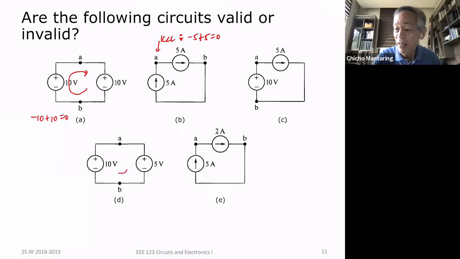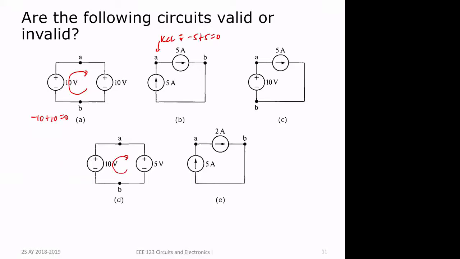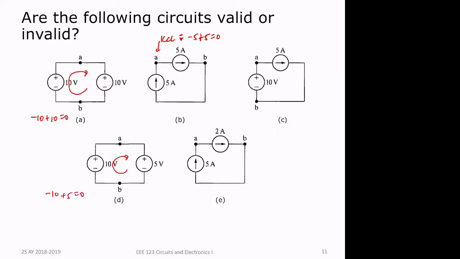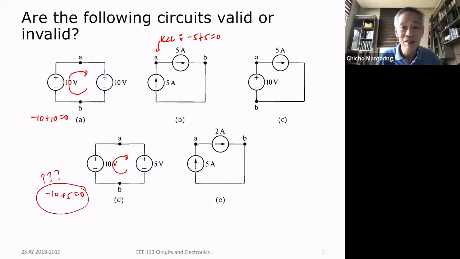This one is not valid. Why is it not valid? If I do KVL here clockwise, I'm going to get minus 10 plus 5 is equal to 0. But wait, what is that? That's a contradiction.